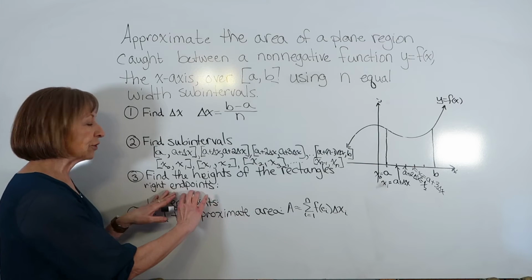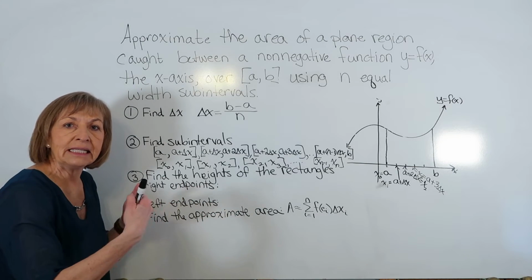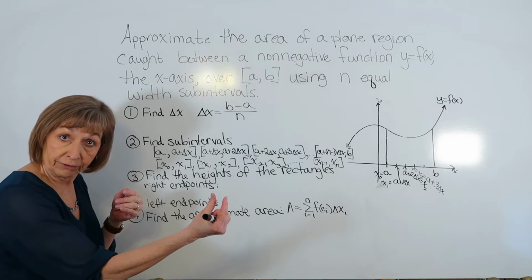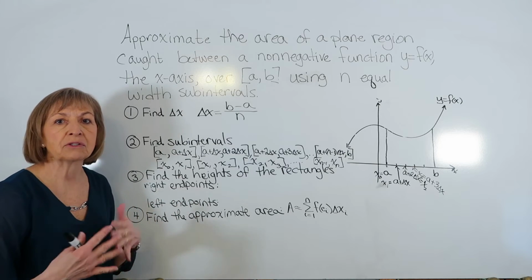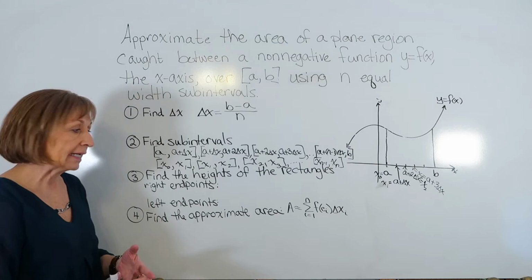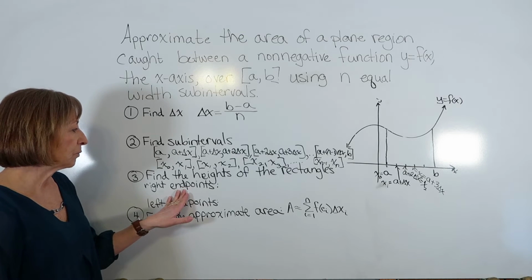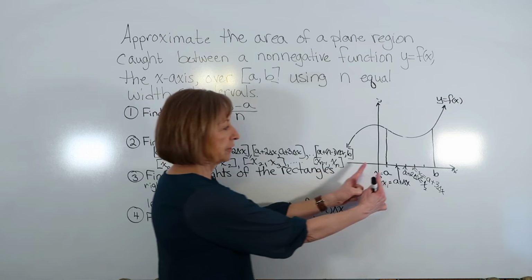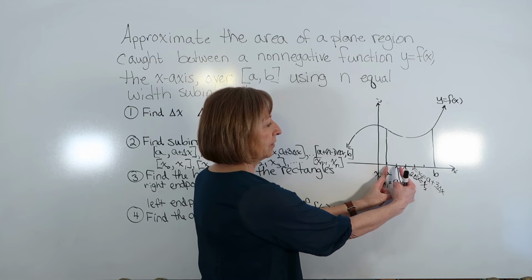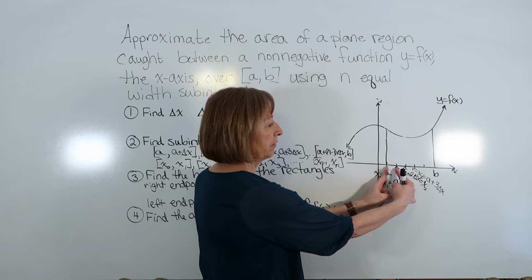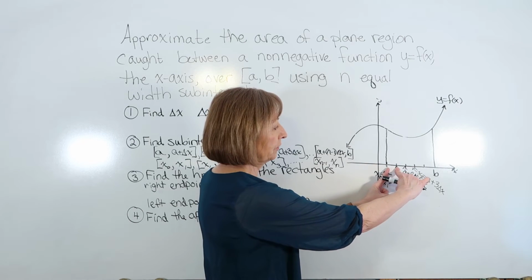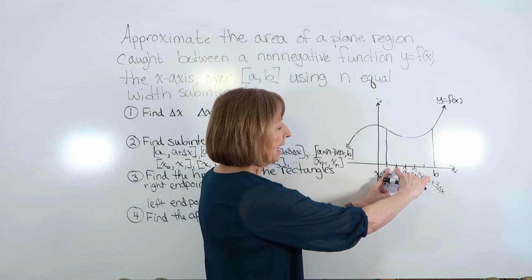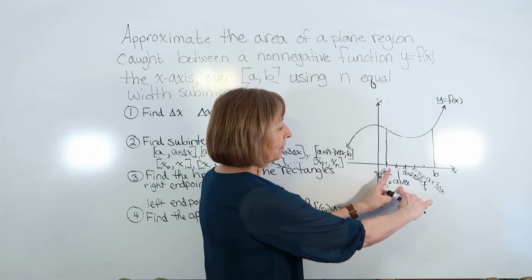They could ask us to find the heights at any given x value within each subinterval. So I have to pay attention to what they're asking me, whether it's right endpoints, left endpoints, or midpoints, any sort of thing like that. So for the right endpoints, I look at the first subinterval, left hand, right hand. In this first subinterval, my right endpoint is the one my right finger is pointing to. So that is the A plus delta x. That's my x sub 1.